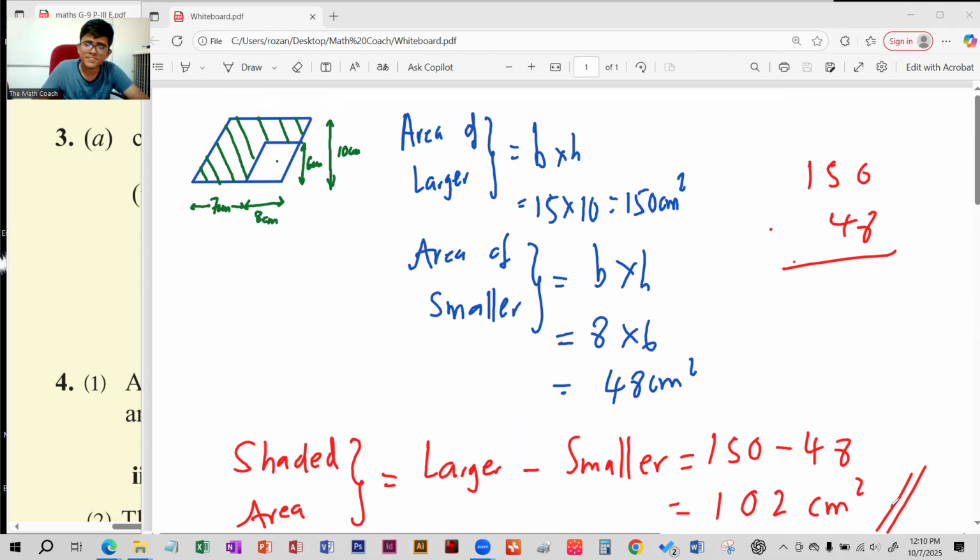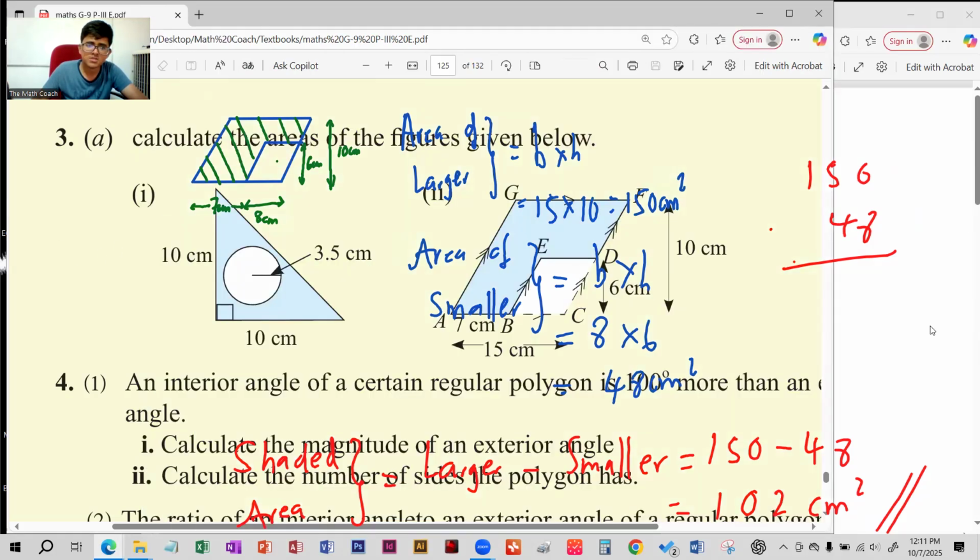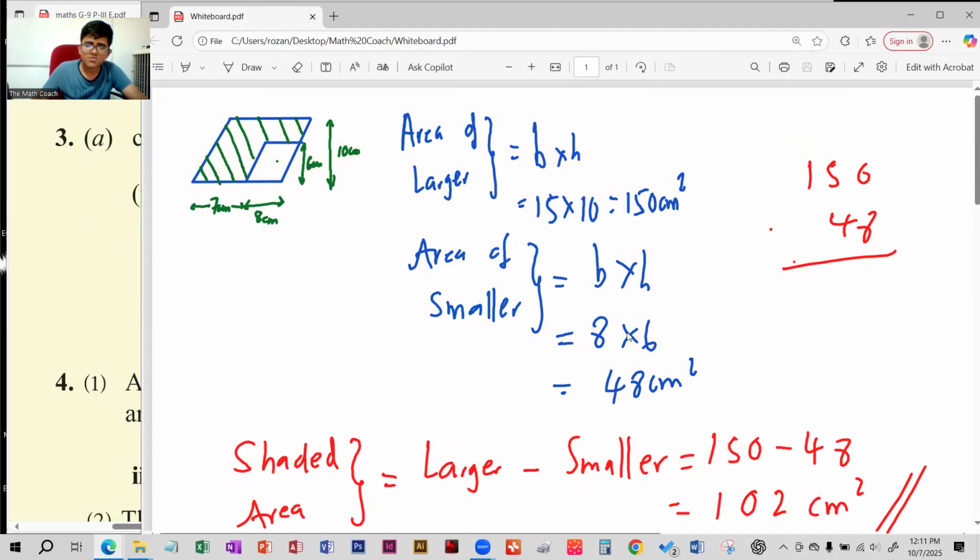Hope you got this actually. So there are just two questions for this area problem, and these are the things which will come for your term test actually. Okay, so that's all.